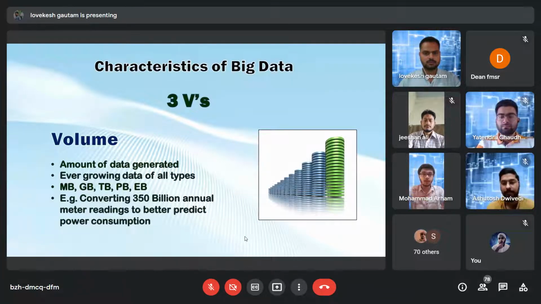Thank you, Ashutosh. Next topic is characteristics of data. Big data lies at the intersection of three V's: volume, velocity, and variety. Volume is the amount of data generated by mobile phones, cameras, chips, etc. It is all the available data out there in blogs, social media, and other internet sites. There is ever-growing data of all types. It is not recorded in MBs or GBs, but in petabytes and exabytes. Just imagine converting 350 billion annual meter readings to better predict power consumption. Facebook alone stores, accesses, and analyzes more than 30 petabytes of user-generated data. Now over to Muaz.